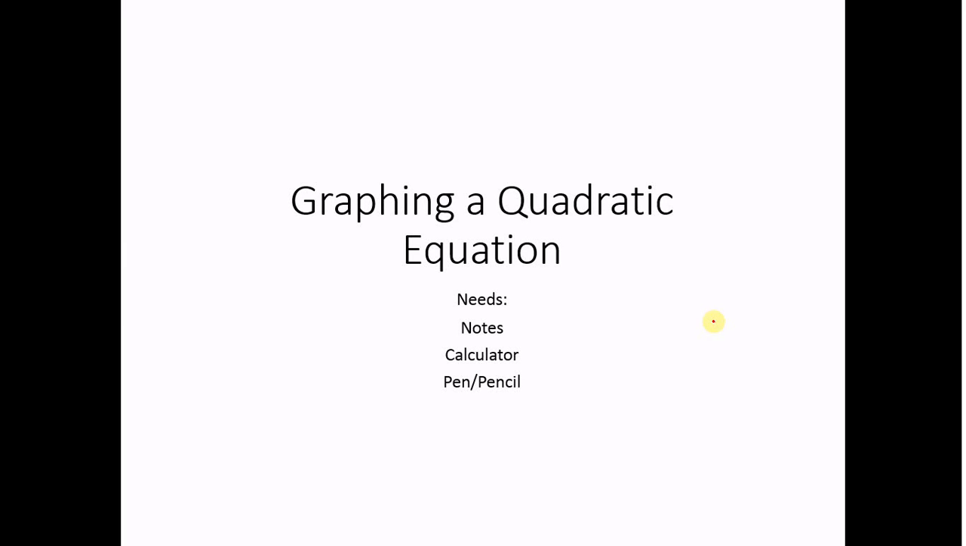Hello, Legacy students. So today we're going to look at graphing a quadratic equation. What you're going to want to have on you: your notes, a calculator today, and a pen or a pencil.